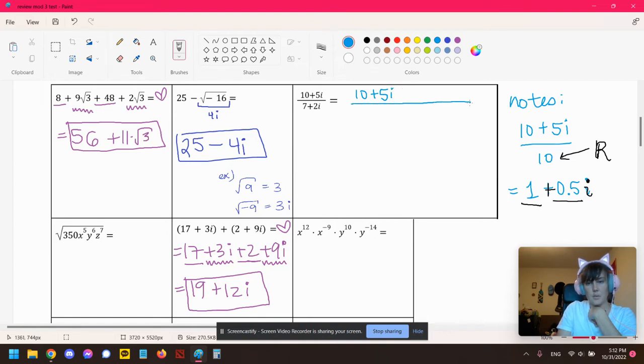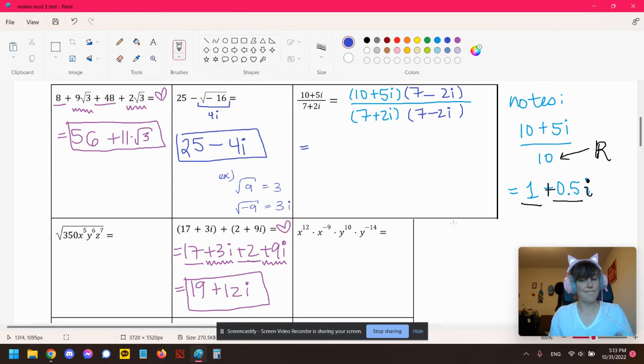So then this is 10 plus 5i. This is 7 plus 2i. I'm going to put parentheses around the top and the bottom just to keep things clean. Now I'm going to multiply by a number that will cancel the i's in the bottom. That number is called the conjugate of the denominator, and it's that we take the denominator, copy and paste it, but change the sign in the middle.